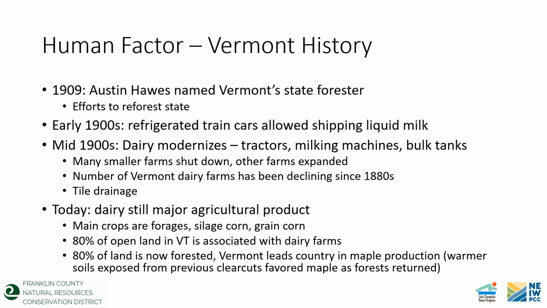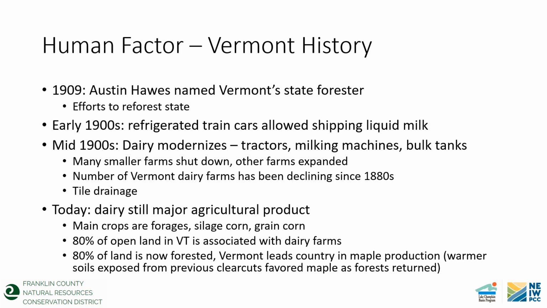The 1900s is also when tile drainage became widely used. If you're not familiar with tile drainage, it's a system of perforated underground pipes that drain wet soils, which we have a lot of here in Vermont. So this was a major way that humans began modifying Vermont's hydrology and landscapes all across the state.